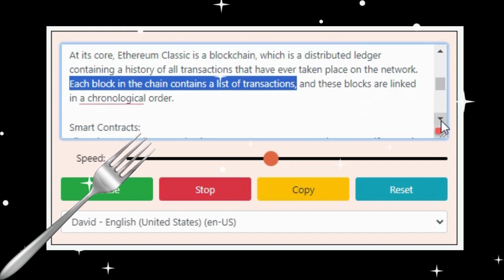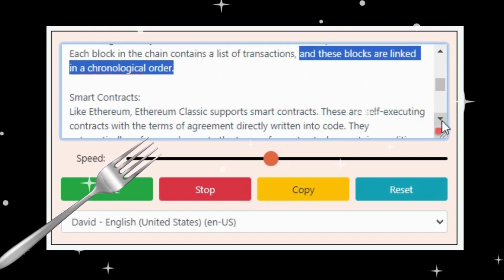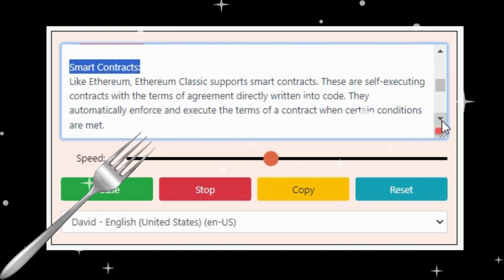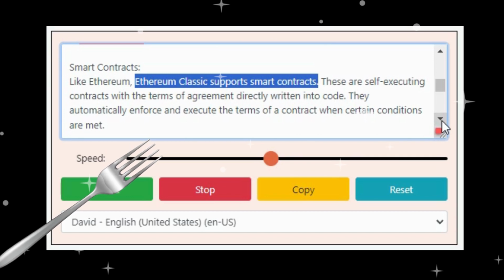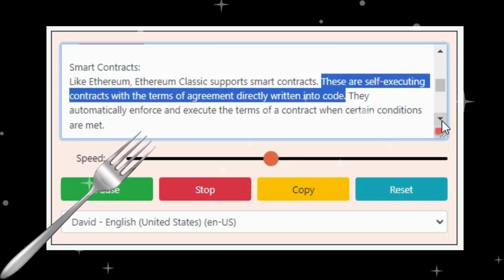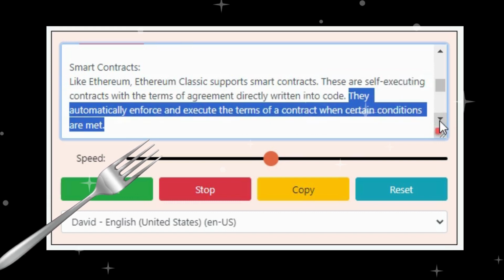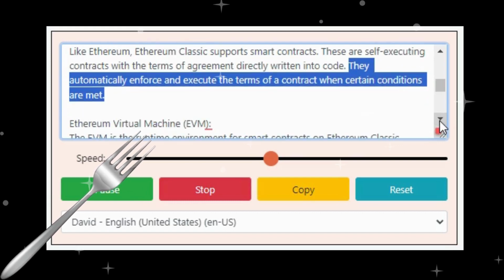Each block in the chain contains a list of transactions, and these blocks are linked in a chronological order. Smart contracts. Like Ethereum, Ethereum Classic supports smart contracts. These are self-executing contracts with the terms of agreement directly written into code. They automatically enforce and execute the terms of a contract when certain conditions are met.